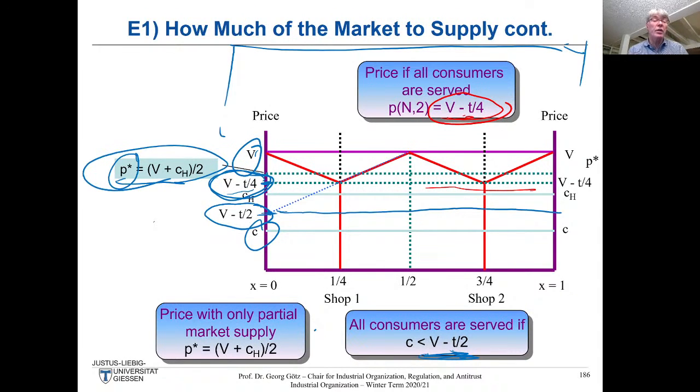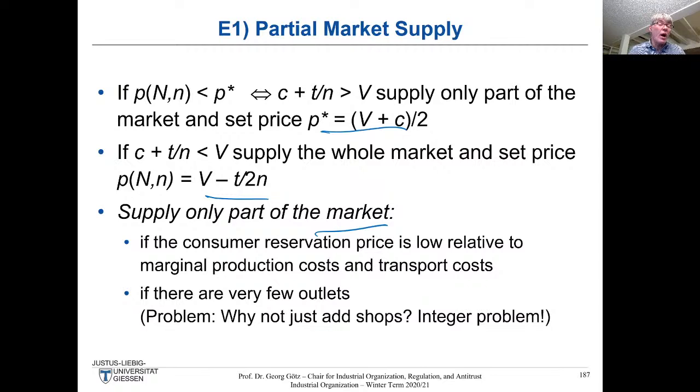So, of course, one way to serve the whole market is to add additional outlets. So why should you not just add shops? The problem is here you have an integer problem. You have the fixed cost. If the fixed costs are high, then it just might be a problem. Okay, it might be good to add just half a shop, but you always have to add a full shop. Okay, so that's what we have.